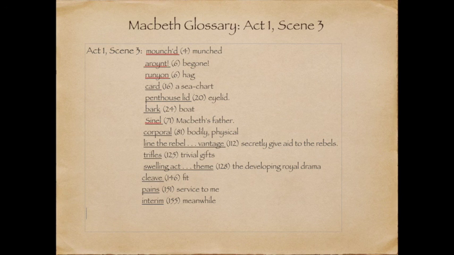In scene 3, we've got mounched, which is munched, aroint, which is begone, runyon, which is a hag, card, which is a sea chart, penthouse lid, which is an eyelid, bark, which is a boat, Sinel, which is Macbeth's father, corporal, which is bodily or physical, lined the rebel with vantage, which is secretly give aid to the rebels, trifles, trivial gifts, swelling act, the developing royal drama, cleave, which is fit, pains, service to me, and interim, which is meanwhile.